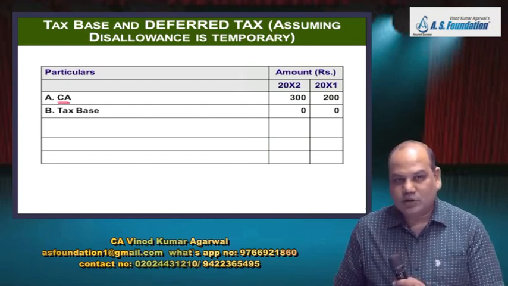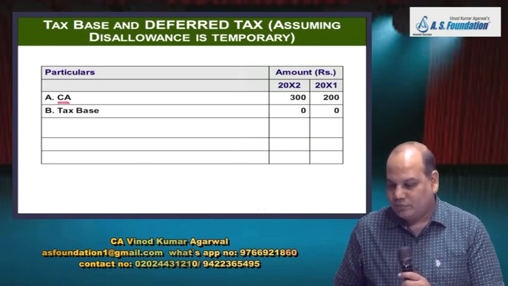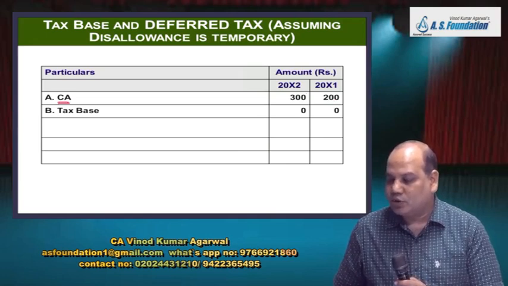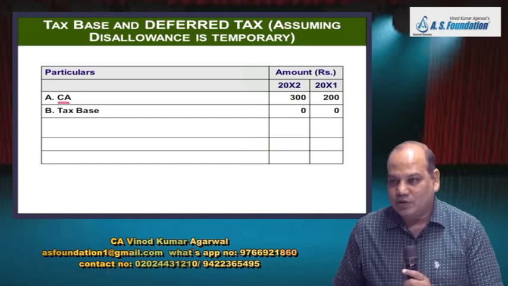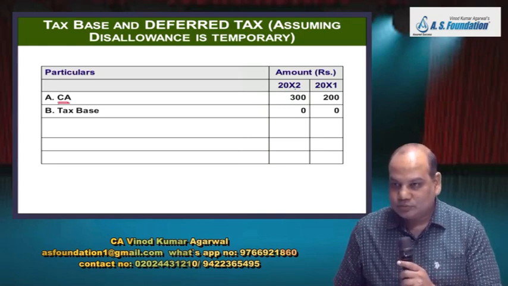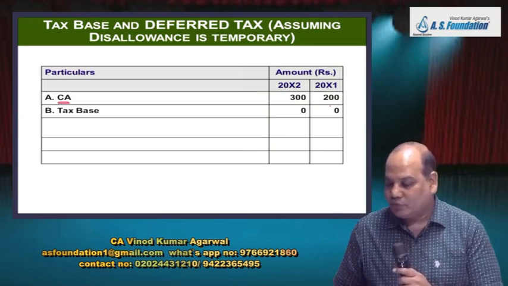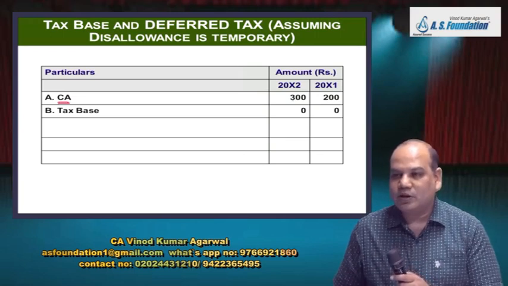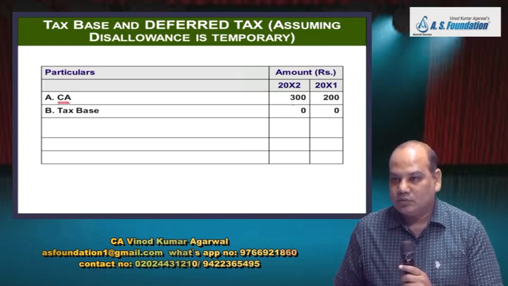Let us assume this is something like bonus payable, which is allowed on cash basis. So in the first year 200 was disallowed. Nothing is given in the question that this 200 was paid in the subsequent year. Is it right? So we will assume till the end of 2022 also this bonus is not paid. So my total carrying amount of that liability will become how much now? 300, no?